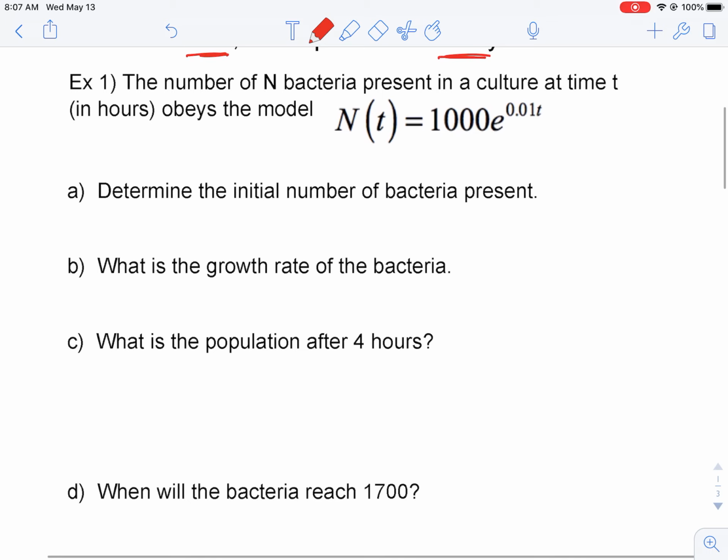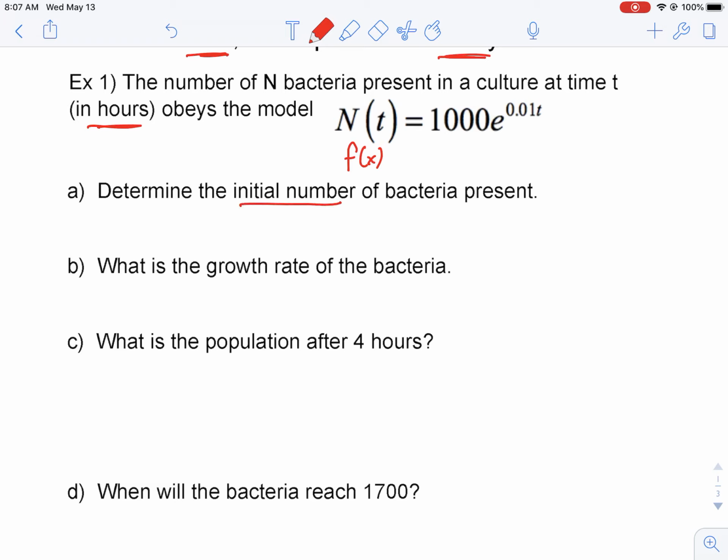All right, so taking a look at the first one, it says the number of bacteria present in a culture at a time t, where time is in hours, obeys the model given. So we've got N, which is just the number of bacteria. Remember, N sub t, you don't plug t in. Remember, that's similar to f of x. So that's basically just saying N, but it's a function, is equal to 1000 e to the 0.01 t.